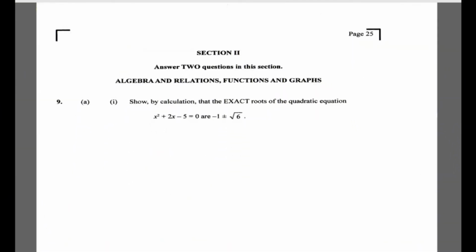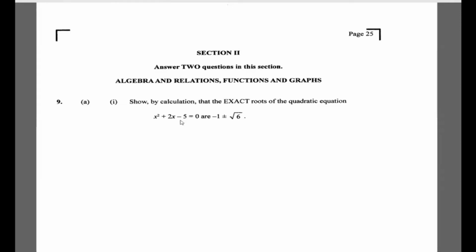Now we go to section 2. Section 2, answer 2 questions. Show by calculation that the exact roots of the quadratic equation are these.